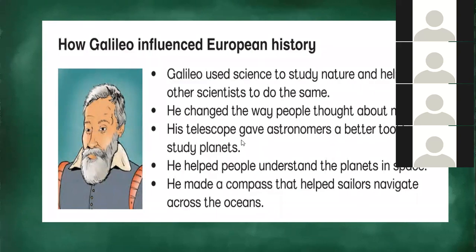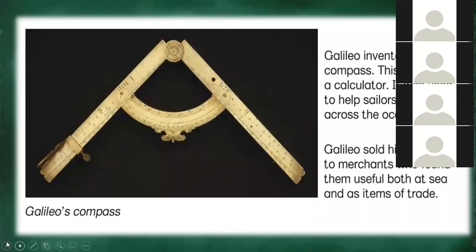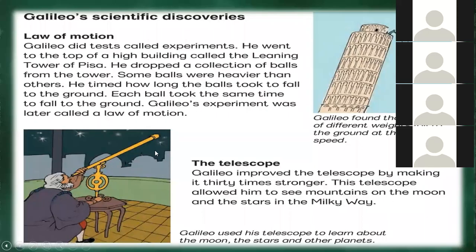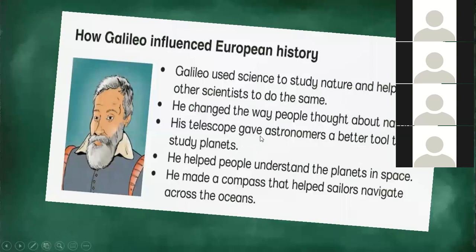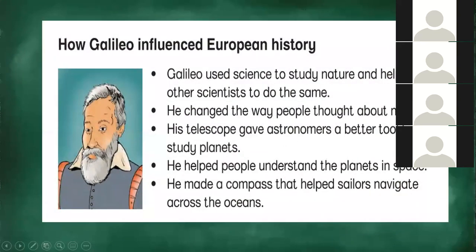His telescope, which he invented, which you saw, this one, I want to show you again, this telescope that he invented, gave astronomers a better tool to study the planet. So it gave astronomers a better tool to study what? The planet, to study how the planet is shaped, to study more about the things that are happening in the planet.